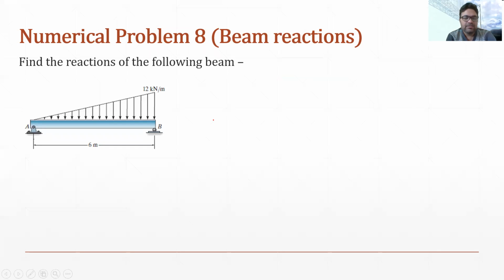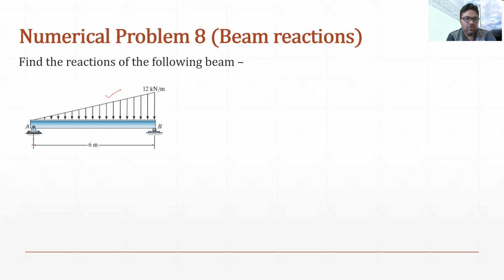Hello, welcome back. So in the previous part, we have calculated reactions of simply supported beam carrying point load and UDL. Now this time we are going to solve this beam. So this beam is carrying uniformly varying load, and we have to find out reaction of this beam.